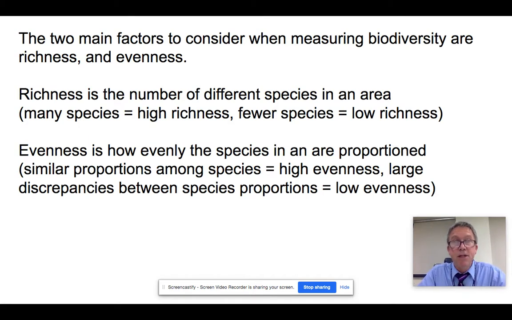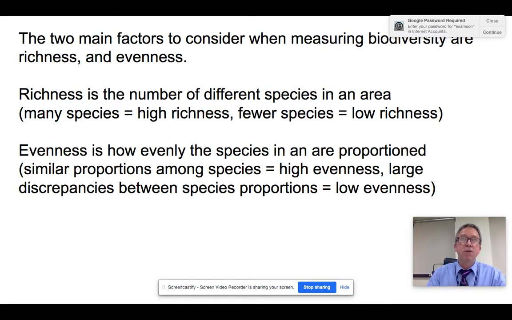That's my richness. Now, it doesn't matter how many of any individual organism there is. There could be one butterfly or 10,000 of the same butterflies, but that counts as one species. Just how many species are there, that's richness.